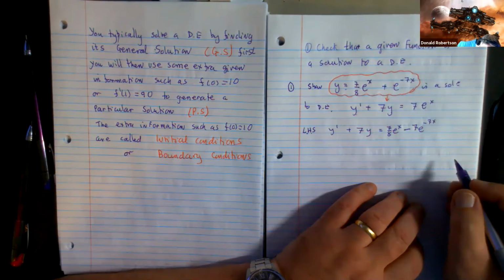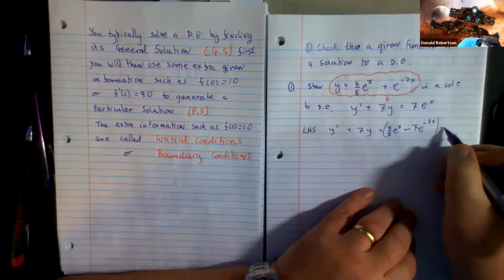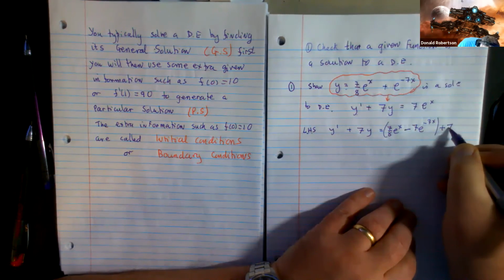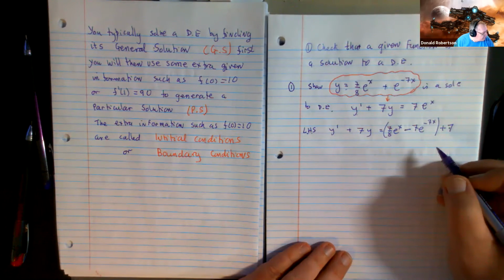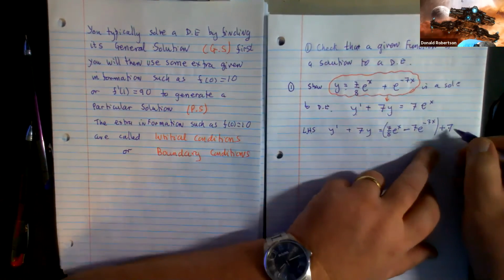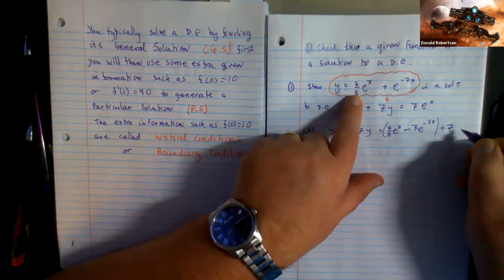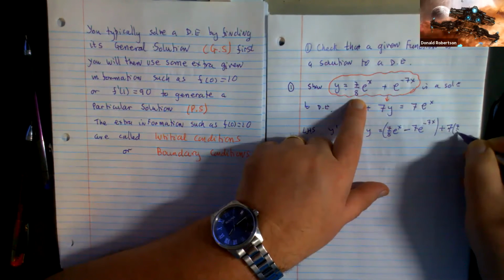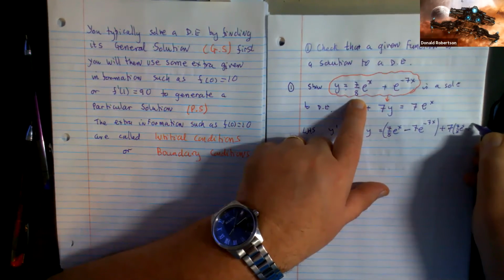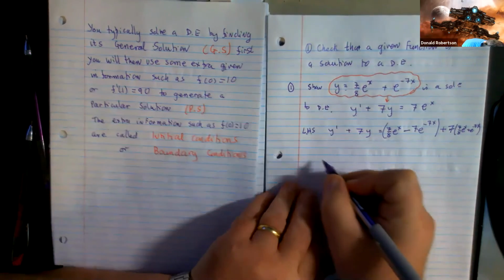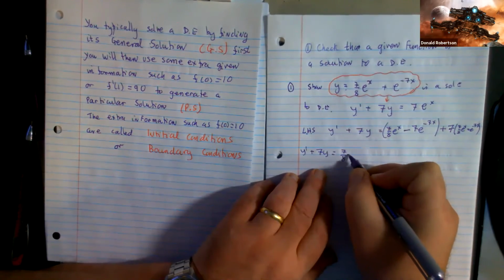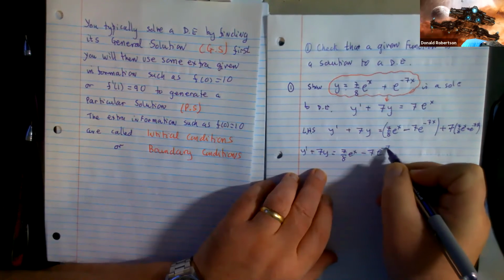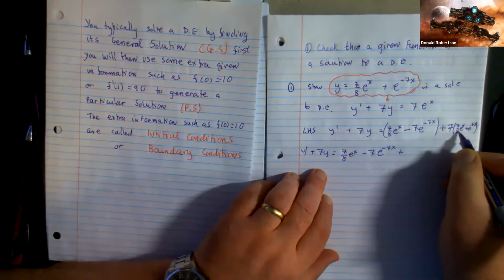So far, so good. And then you add 7 lots of this, which I didn't plan ahead, so I'm going to have to squeeze it in. Let's see what that looks like. You've got this, take away this, add 7 lots of this.